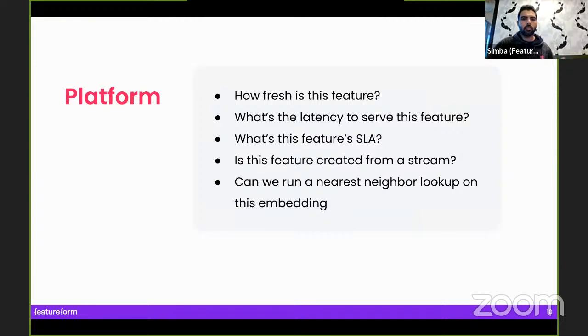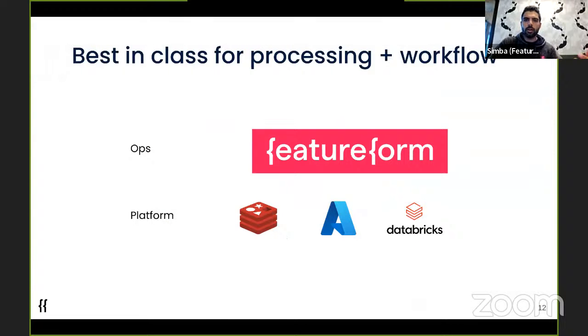And it could also include things like, if you're using embeddings, you might need nearest neighbor lookup. You might need to be able to handle streaming data. These are all platform problems. The premise of Featureform is to solve the ops layer and let you choose the platform for you.